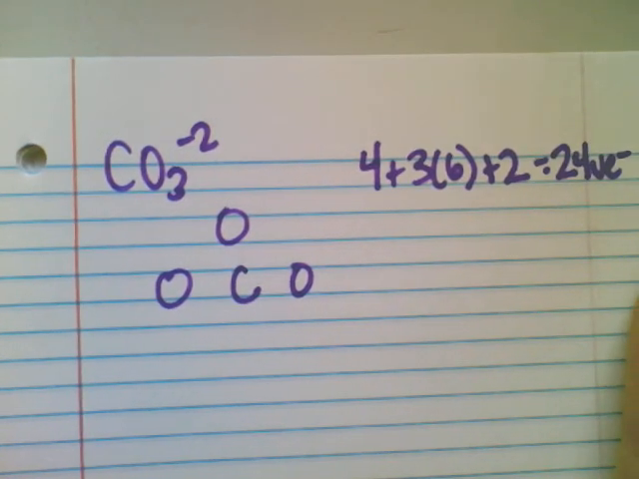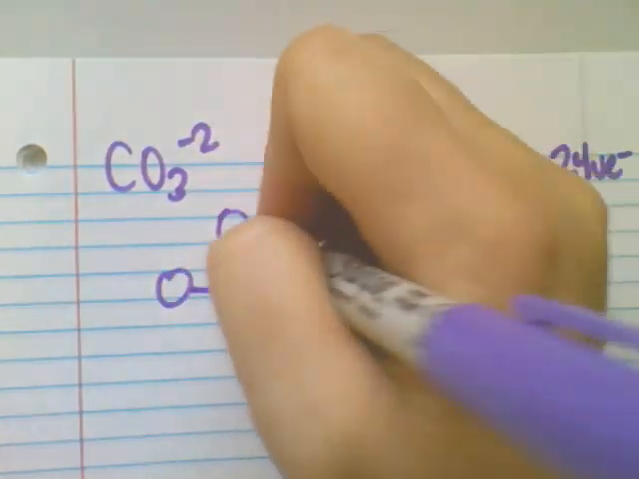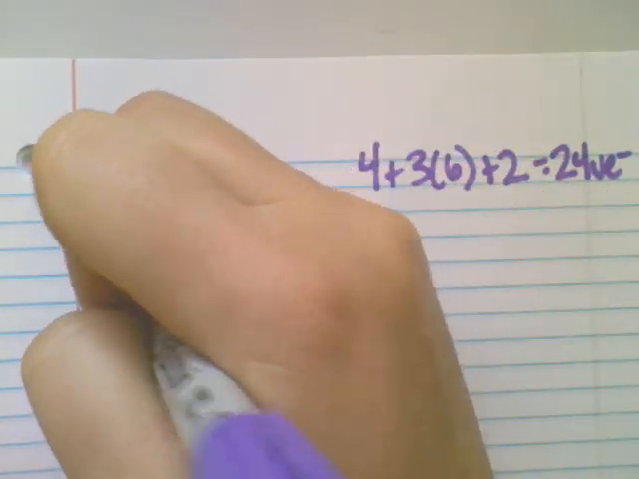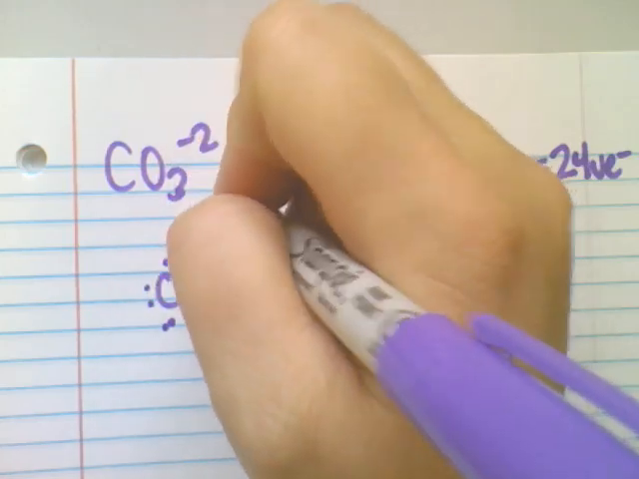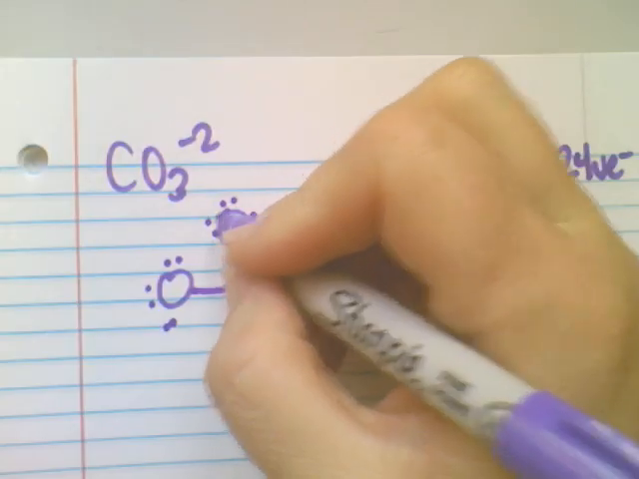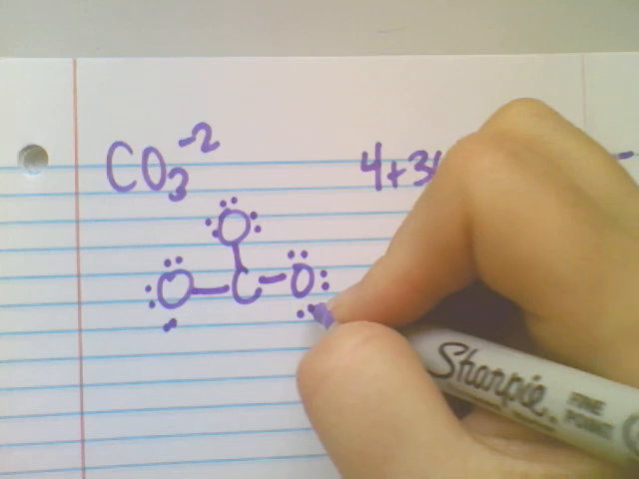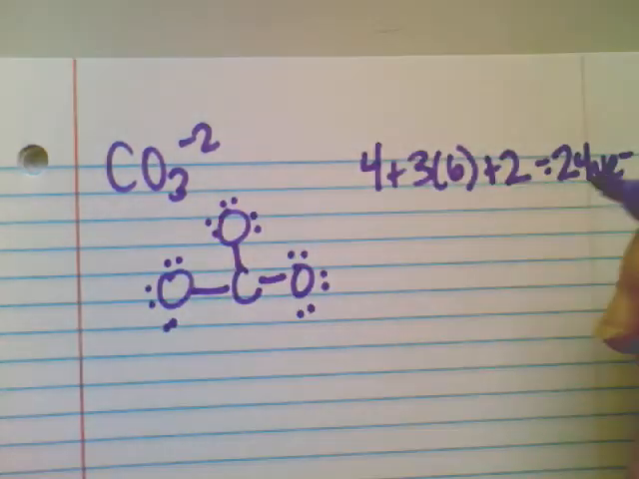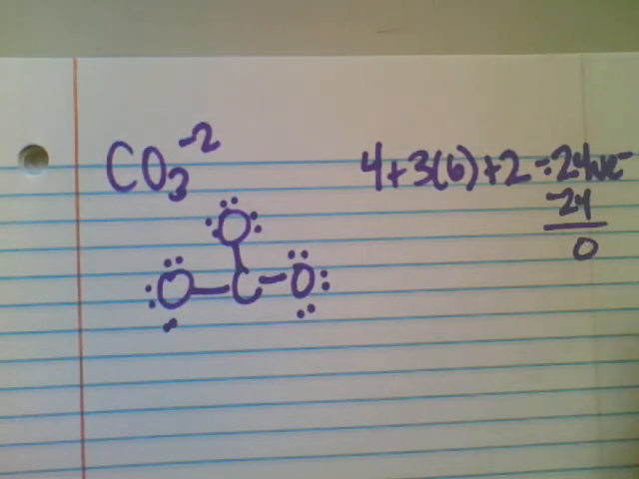I'm going to connect everything to the center. I'm going to complete the octets of everything on the outside. I'm going to count how many electrons I've drawn. 2, 4, 6, 8, 10, 12, 14, 16, 18, 20, 22, 24. I don't have any extra electrons.